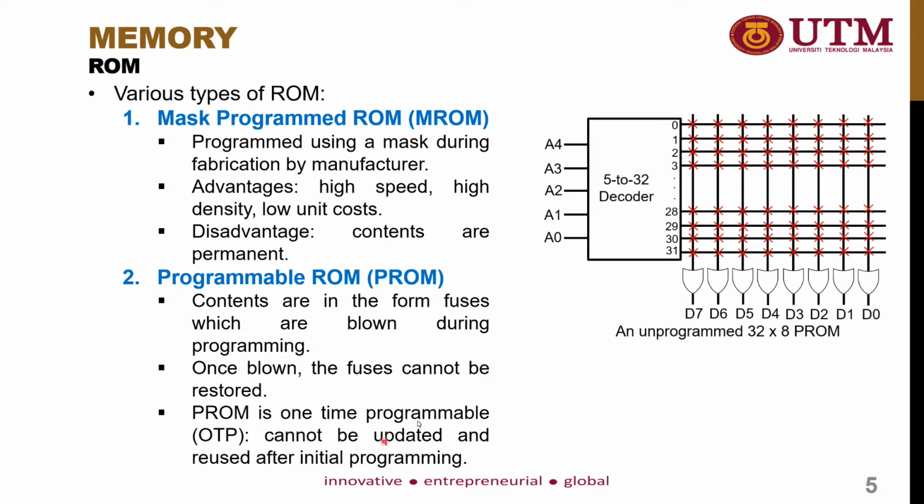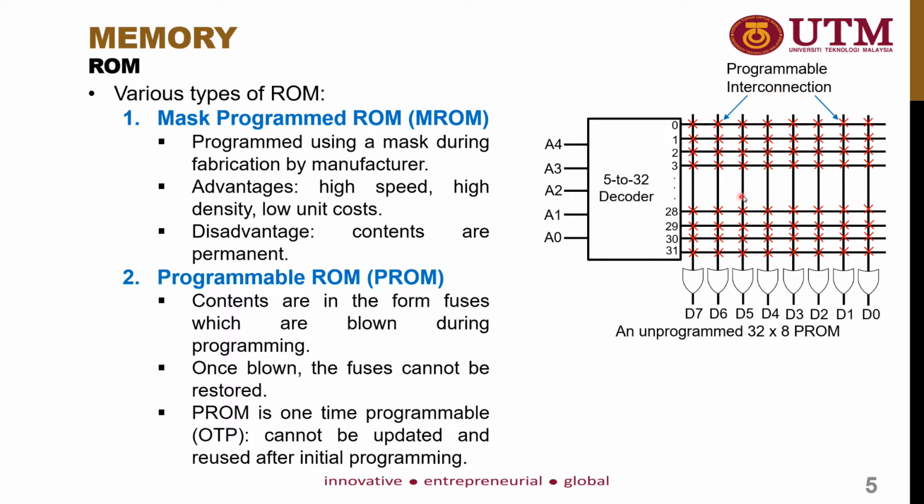So this is the example of an unprogrammed PROM. So you see here, the ROM has inputs, it has a decoder, and it has outputs. So this is the area where you can program your ROM. This is the programmable interconnection, which is represented by the X marks.